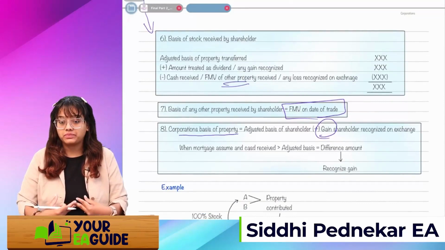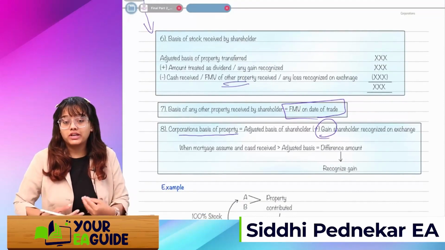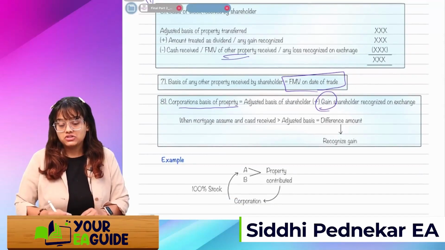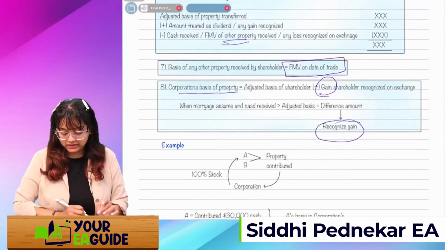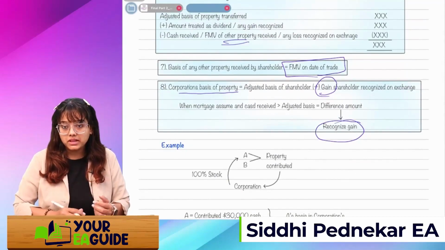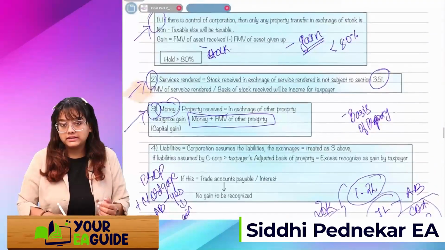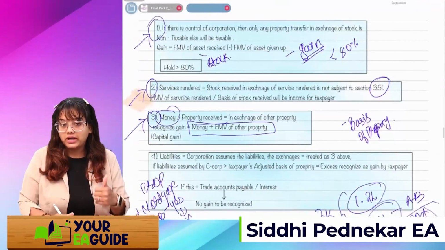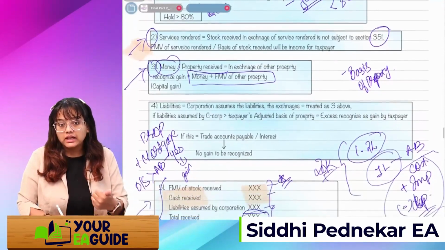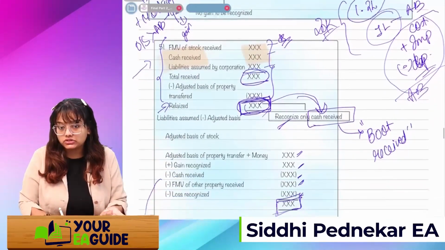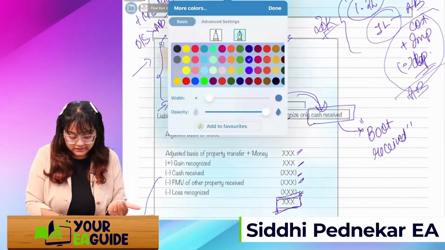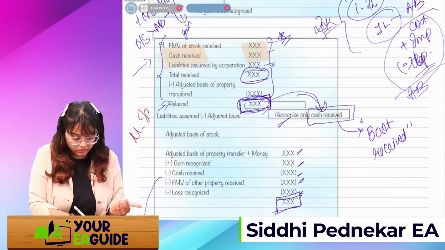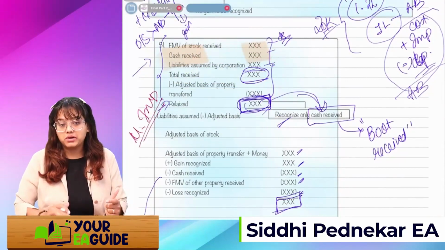Now, what if the mortgage assumed and the cash received is more than the adjusted basis? The difference amount will directly be recognized as a gain. Simple. This topic is actually very interesting and easy to remember: at what time the gain will be recognized and how much should be recognized. So just remember this formula. I'll say this is the most important formula. You can mark it over here. Just remember this, it will help you.